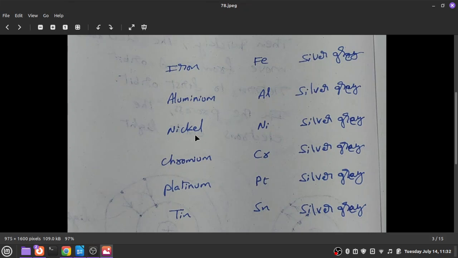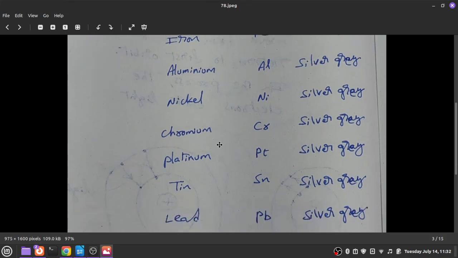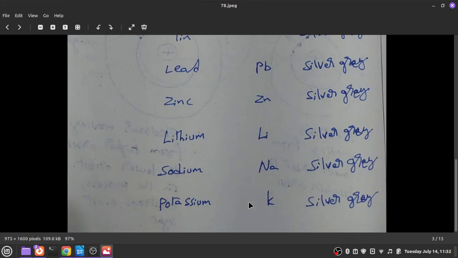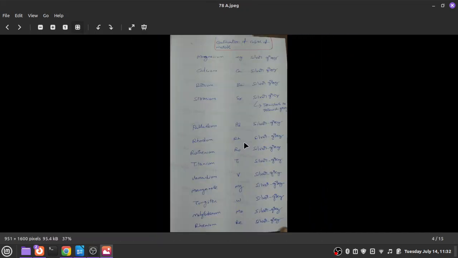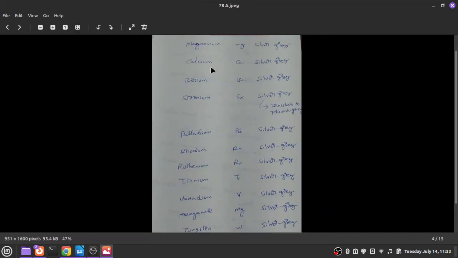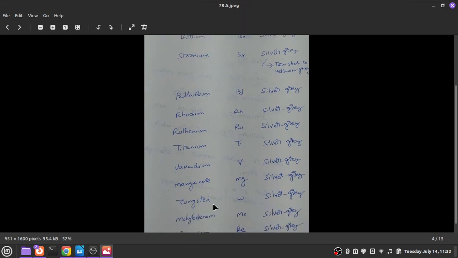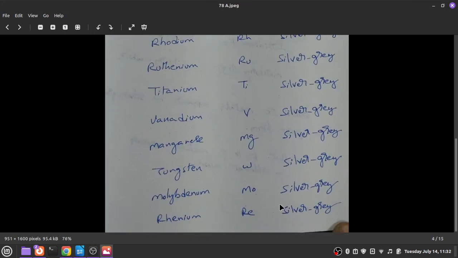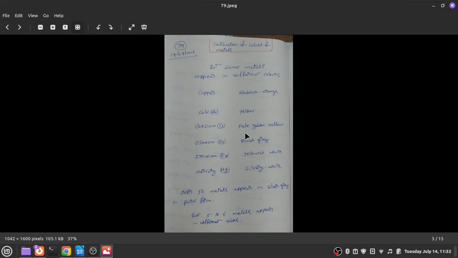Iron, aluminum, silver, nickel, chromium, platinum, tin, lead, zinc, lithium, sodium, potassium. Like that there are many metals like magnesium, calcium, barium, strontium, palladium, rhodium, ruthenium, titanium, vanadium, manganese, tungsten, molybdenum, rhenium. Like that there are more than 50 metals that appear in silver gray color.